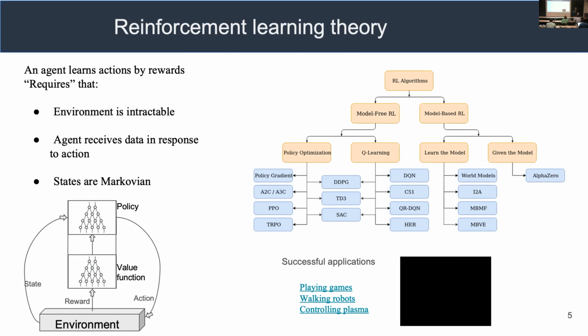So if you're thinking, is reinforcement learning applicable to my problem? There are some things to think about. Usually you would want the environment to be intractable, so you wouldn't want to be able to just solve it analytically, because if you can do that, that is usually better. You would also need an environment where your agent receives some sort of reward based on its actions, and you would need the environment to change based on what your reinforcement agent is doing.